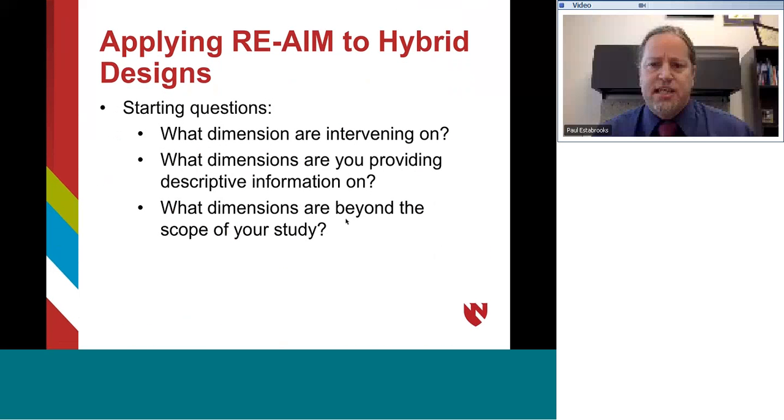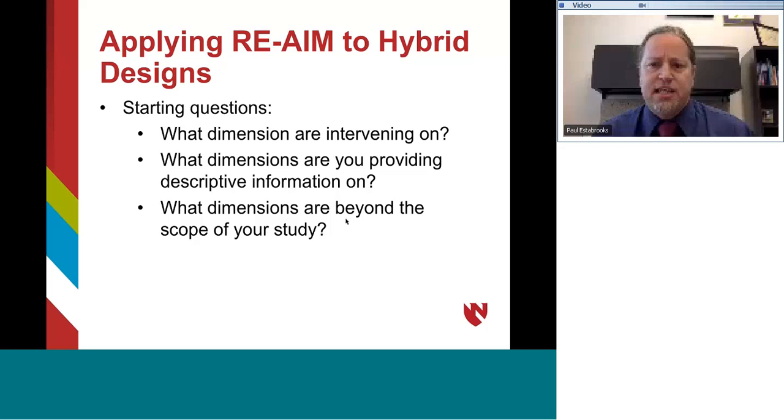And so when we're applying RE-AIM to hybrid designs, and we've done this in a couple of studies now, there are some questions that you can start with. Where we tend to start is, what dimensions from RE-AIM are you intervening upon? When you're doing a hybrid design, it's one of two or two of two dimensions, effectiveness or implementation. And then the next question that we ask is, what dimensions can we provide some descriptive information on so that folks can have the context within which we did our research? And then what dimensions are beyond the scope of your study?